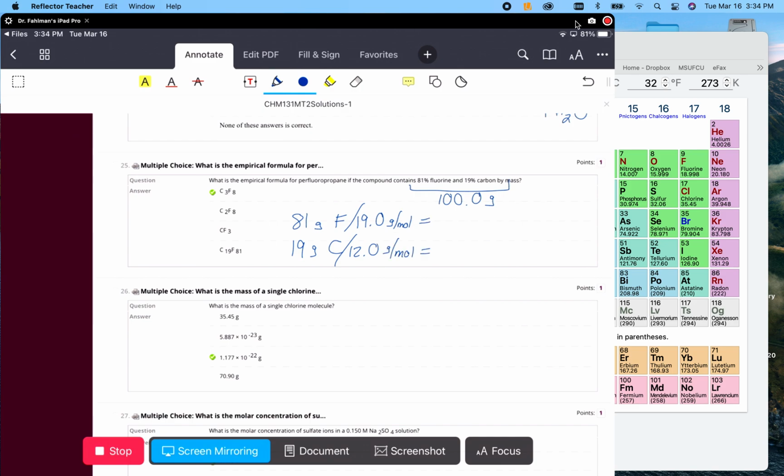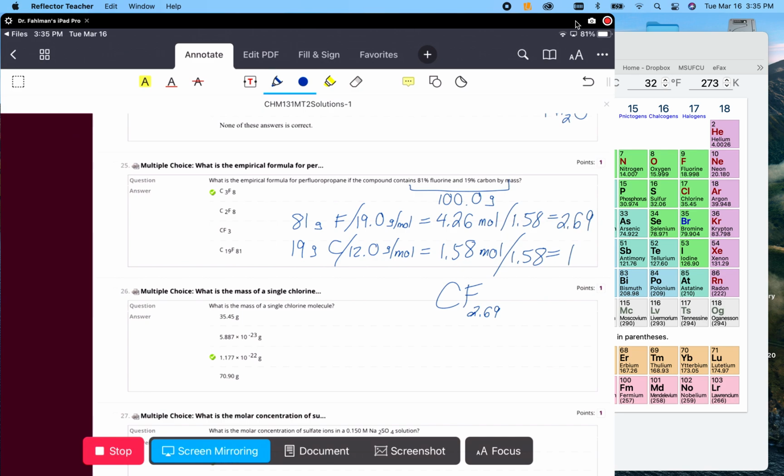Okay, so 81 divided by 19 is 4.26 moles, and then 19 divided by 12 is 1.58 moles. Then we divide by the smallest one. So this, of course, is 1, and then that is 2.69. So really, this is saying that we have CF 2.69. But we have to get these to integer, whole number ratios.